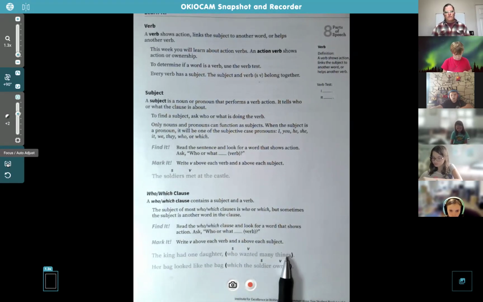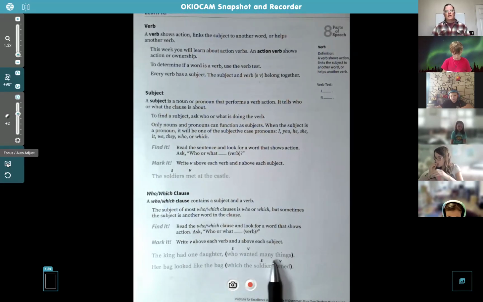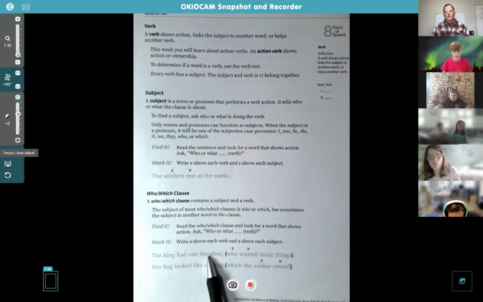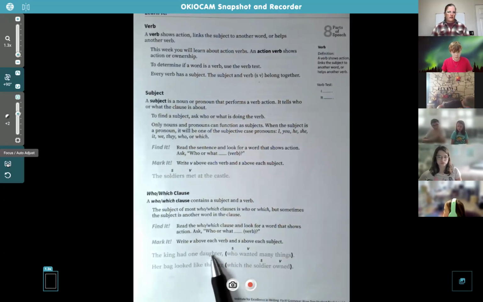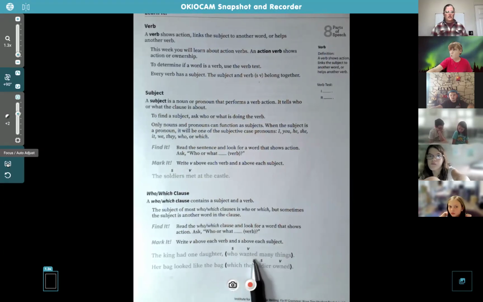Jump down to the bottom. The king had one daughter who wanted many things. I know the verb is wanted inside the clause here. And if you ask yourself who wanted, well, there's no name inside the clause. Yeah, the daughter is back here. But remember, the clause has its own subject verb pair. So it's going to be who because it's referring back to the daughter. See that? That's who they're talking about, the daughter, because it's right here. So who is the subject and wanted is the verb.